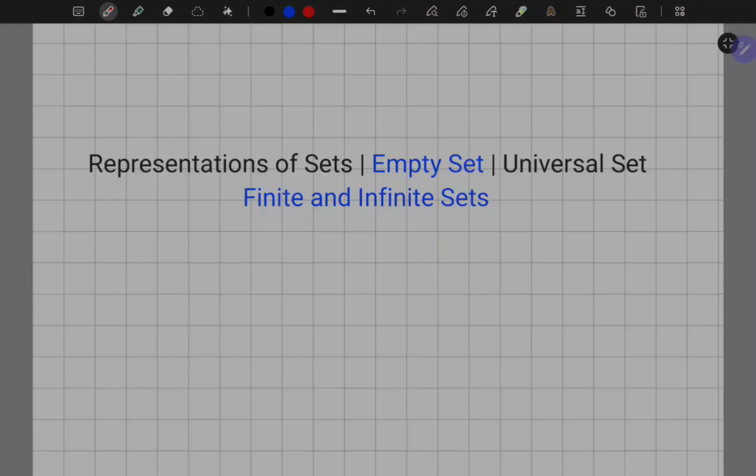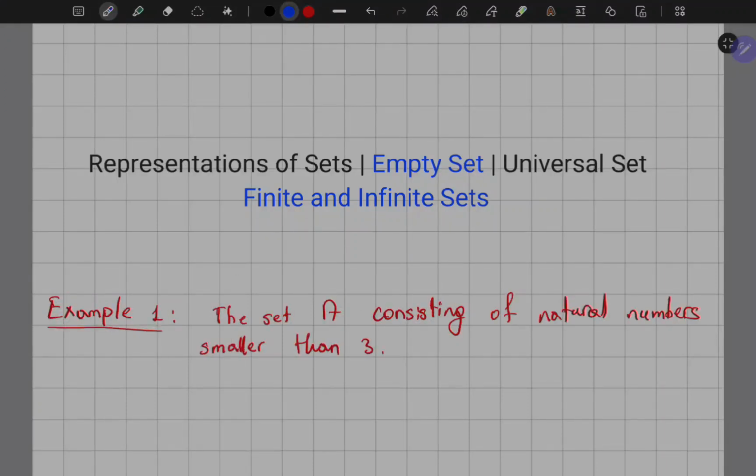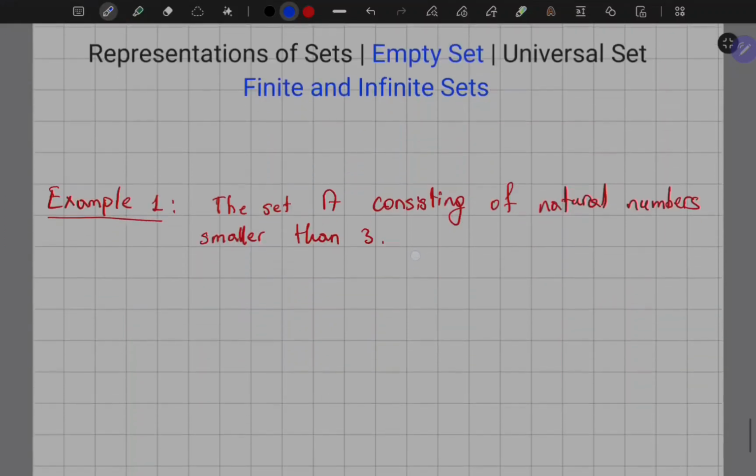In today's lesson, we are going to learn representations of sets, empty set, universal set, finite and infinite sets. So let's get started with an example. In this example, we are given a set A consisting of natural numbers smaller than 3. Let's determine the elements of set A and also find 3 elements which do not belong to this set.